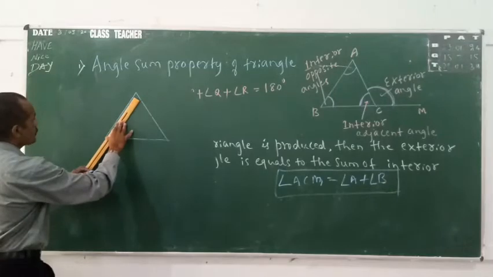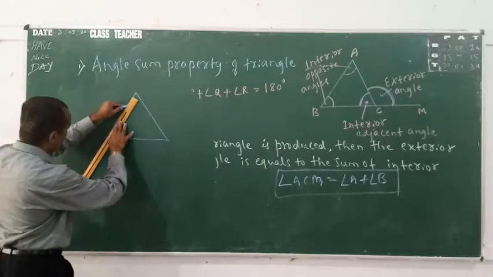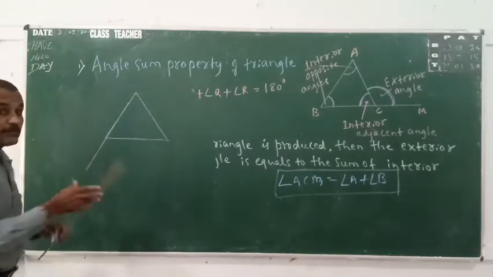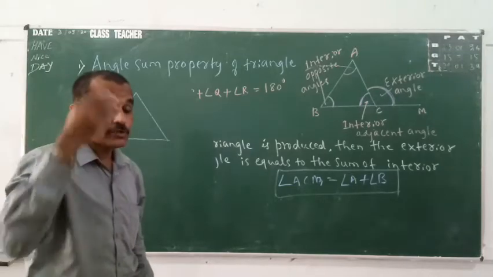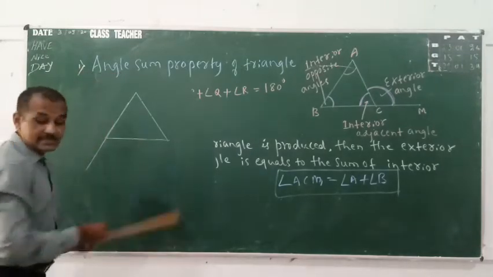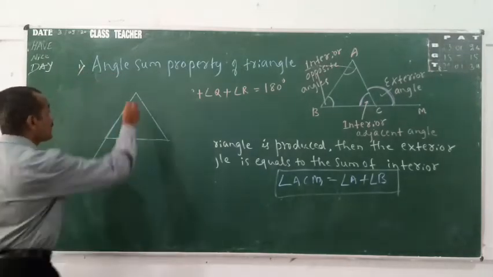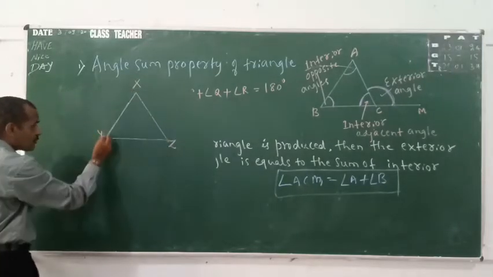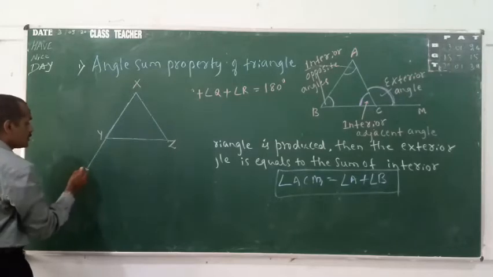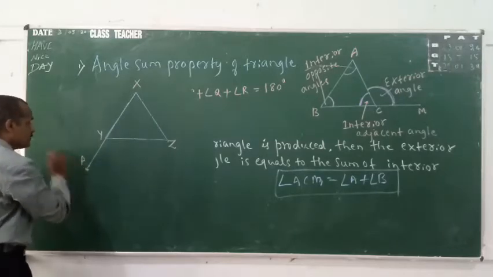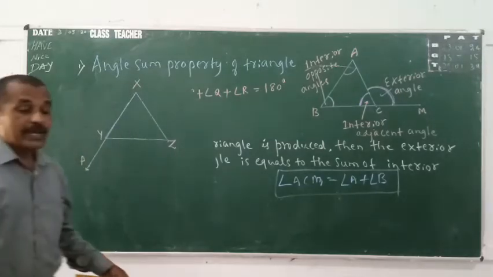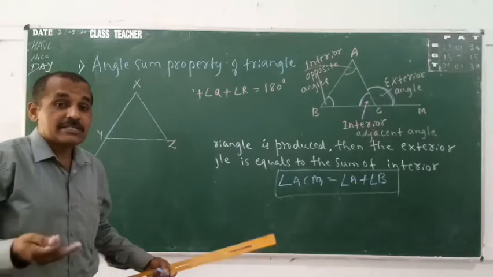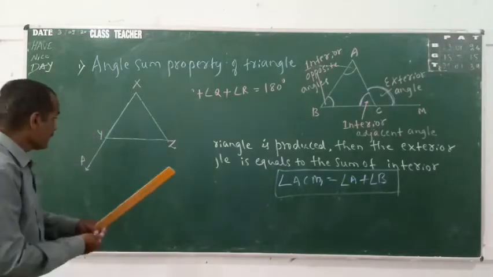Okay. And I will produce this. See, it is immaterial which side you are going to produce; it is left to you. I will call this triangle XYZ. This XY side is produced to say P. Now can you tell me which angle refers to which angle?